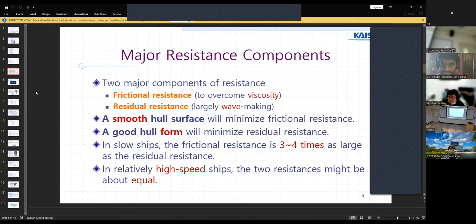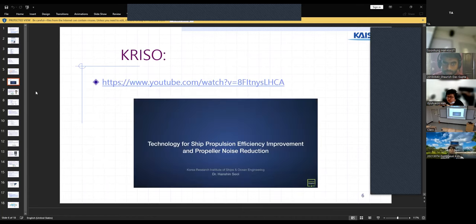Whenever a ship is slow, the frictional resistance is 3 or 4 times approximately larger than residual resistance, because the ship has to put more effort to cut through water. And in relatively high speed ships, because it has a lot of momentum in general, the frictional resistance and the residual resistance will be approximately equal. So we have a video. I'll just share the video.